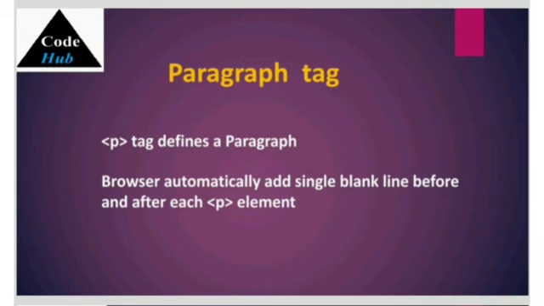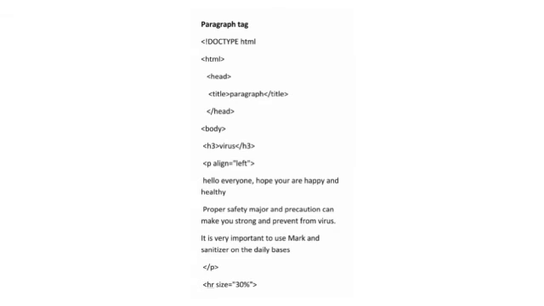Now let's move on to the paragraph tag. This tag is used to create a paragraph. The browser automatically adds a single blank line before and after each element. Paragraph also supports required attributes which are class, align, ID, style, title, etc.